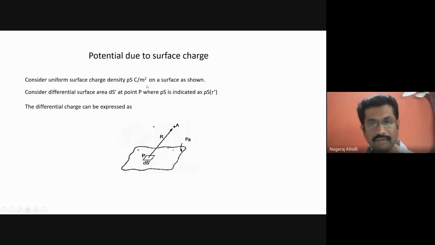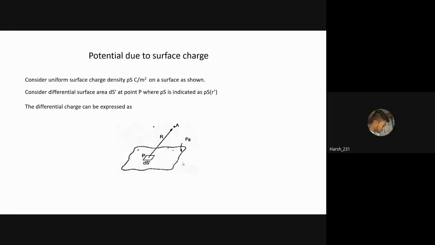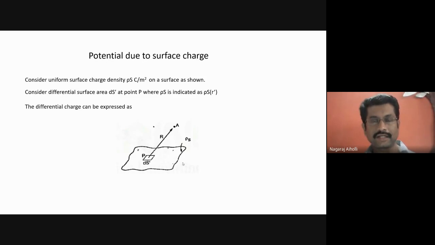Here, which integral do we have to take? Single integral or double integral? It's an area. Which integral do we have to take here? We have to take a double integral. For a line, it is a single integral.